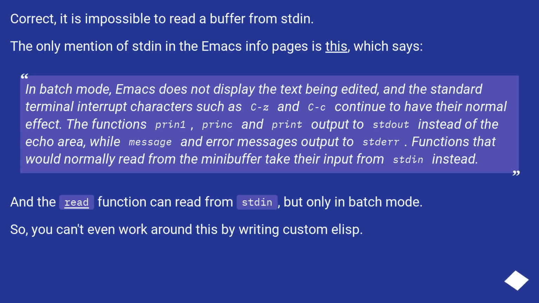The only mention of stdin in the Emacs info pages is this, which says, in batch mode, Emacs does not display the text being edited, and the standard terminal interrupt characters such as C-z and C-c continue to have their normal effect. The functions print1 prints and print output to stdout instead of the echo area, while message and error messages output to stderr. Functions that would normally read from the minibuffer take their input from stdin instead. And the read function can read from stdin, but only in batch mode. So, you can't even work around this by writing custom Lisp.